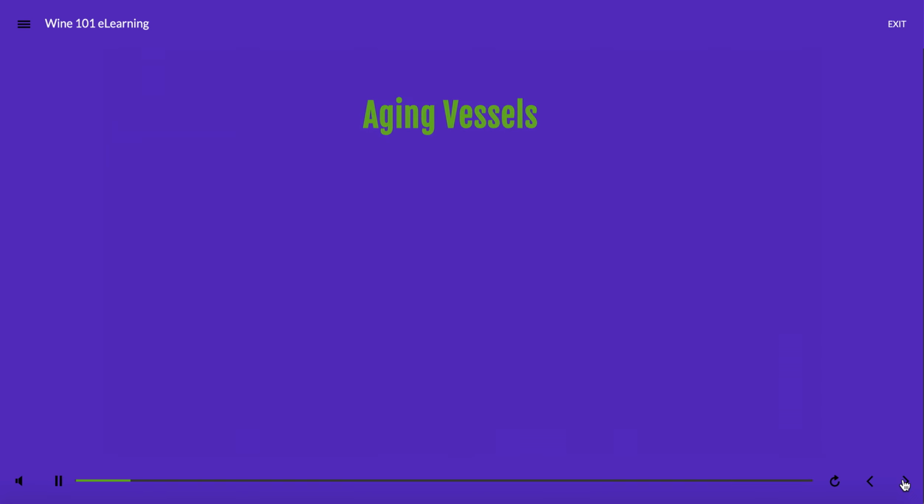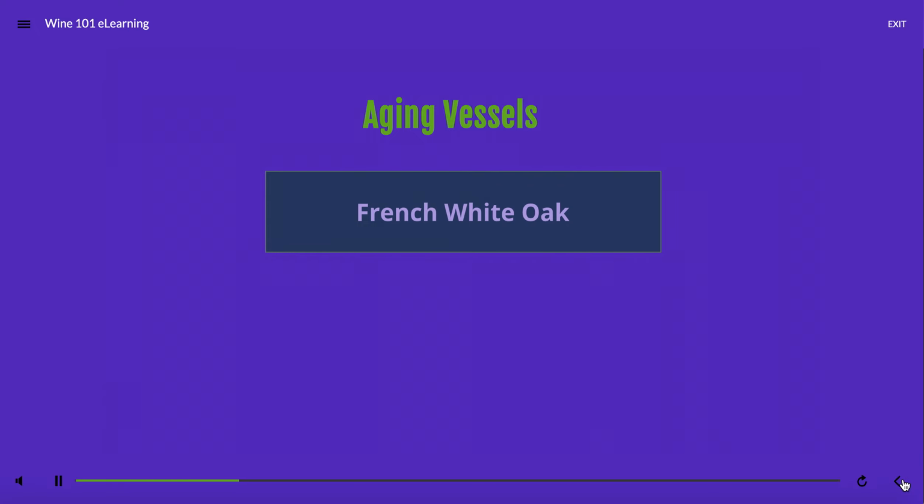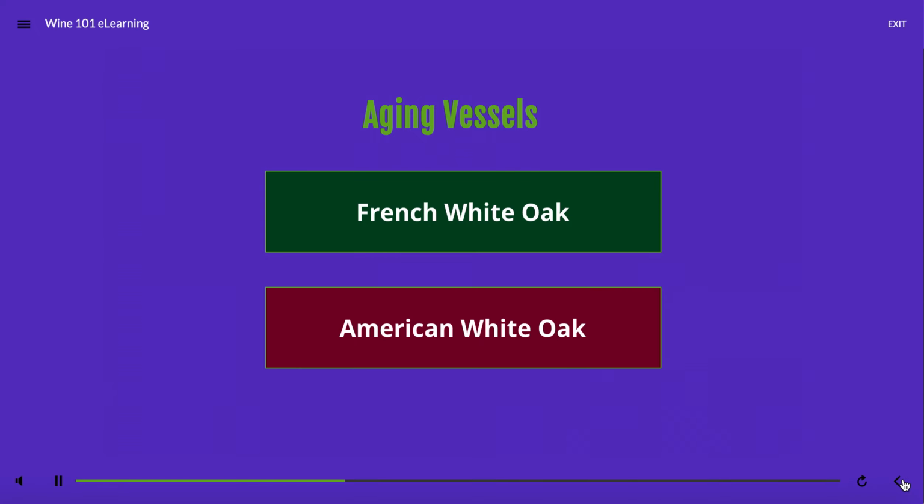The most common aging vessels are oak barrels. French white oak and American white oak are most popular in winemaking, but it is not unusual to see Hungarian oak, Slovenian oak, etc.